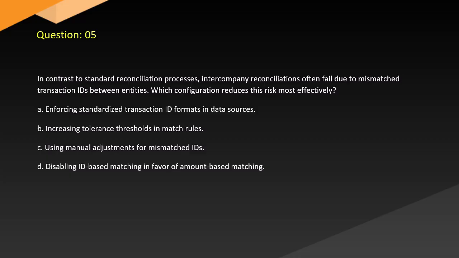A. Enforcing standardized transaction ID formats in data sources. B. Increasing tolerance thresholds in match rules. C. Using manual adjustments for mismatched IDs. D. Disabling ID-based matching in favor of amount-based matching.